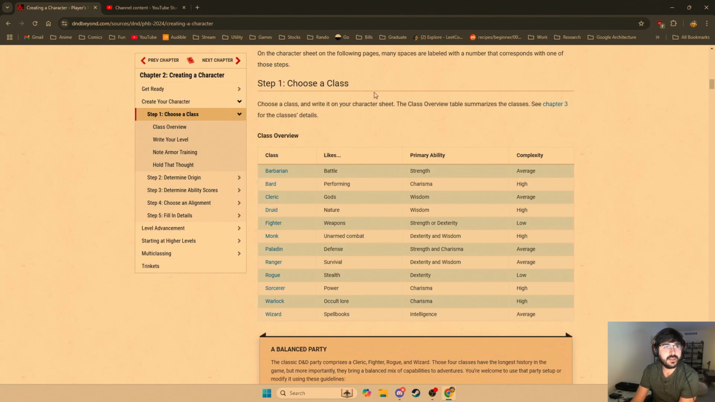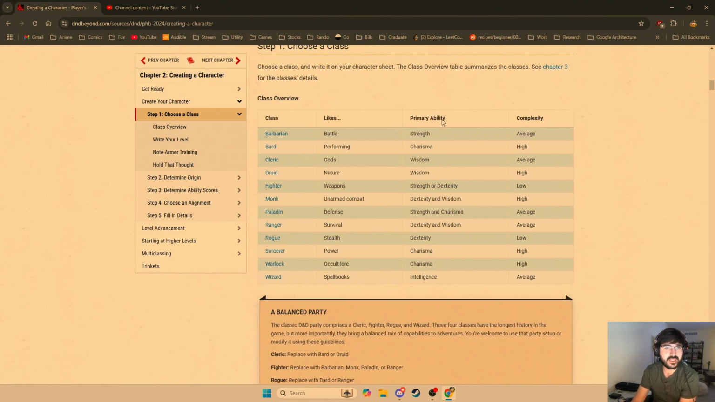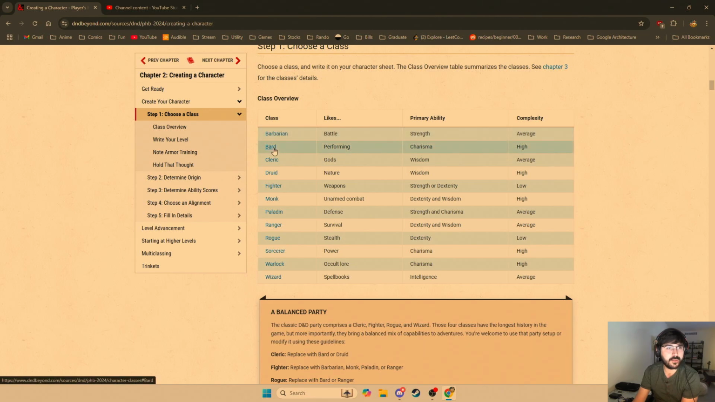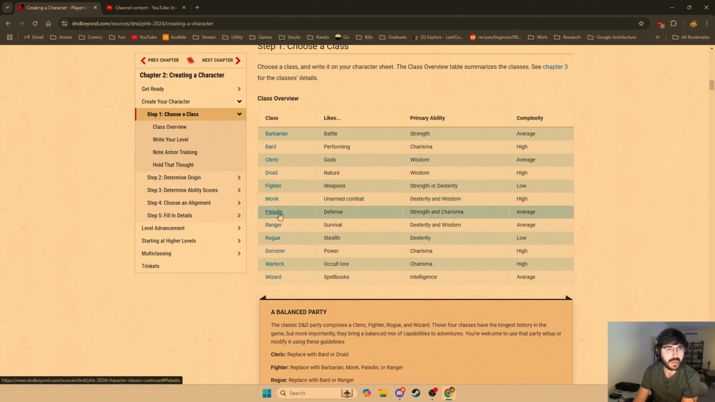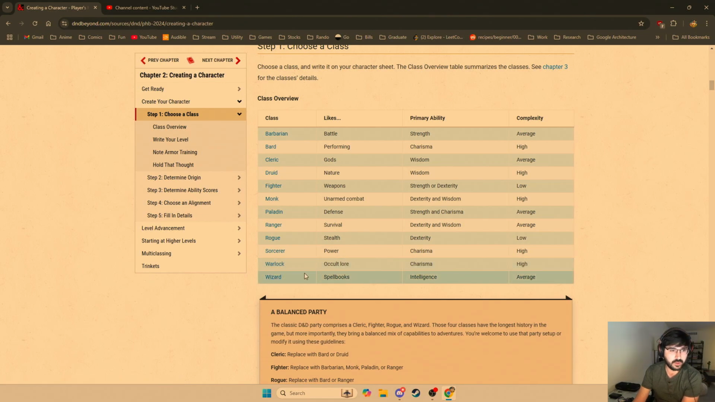Okay, these are now the classes. And they actually call out high and low and stuff like that. Now that's kind of interesting. They haven't done that previously. So the barbarian, the bard, the cleric, the druid, the fighter, the monk, the paladin, the ranger, the rogue, the sorcerer, the warlock, and the wizard.